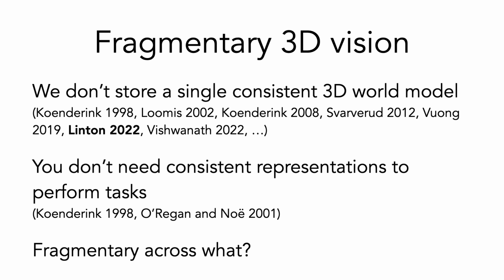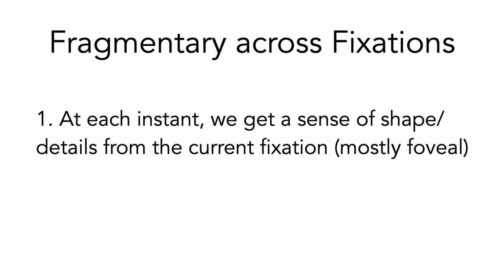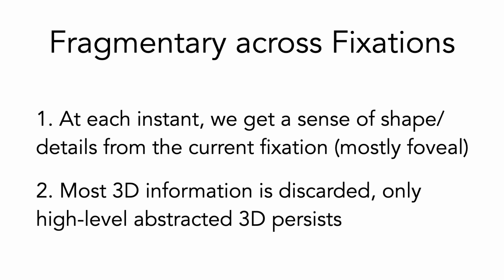And then the question in this research is, how is vision fragmentary? People have proposed various ways that we have inconsistent representations. Maybe we have different representations for objects at different distances, or for separate objects, and so on. And I think all these things could be true. I'm going to argue that 3D vision is fragmentary across fixations. What I mean is that at every instant, whatever you're looking at right now, you have a real detailed sense of the shape of that object and its details and colors and so on, mostly in foveal vision. But the moment you blink or move your head or close your eyes or look somewhere else, most of that information and most of that sense of 3D shape is discarded, and you only preserve a high-level, abstracted 3D representation of what you were looking at.